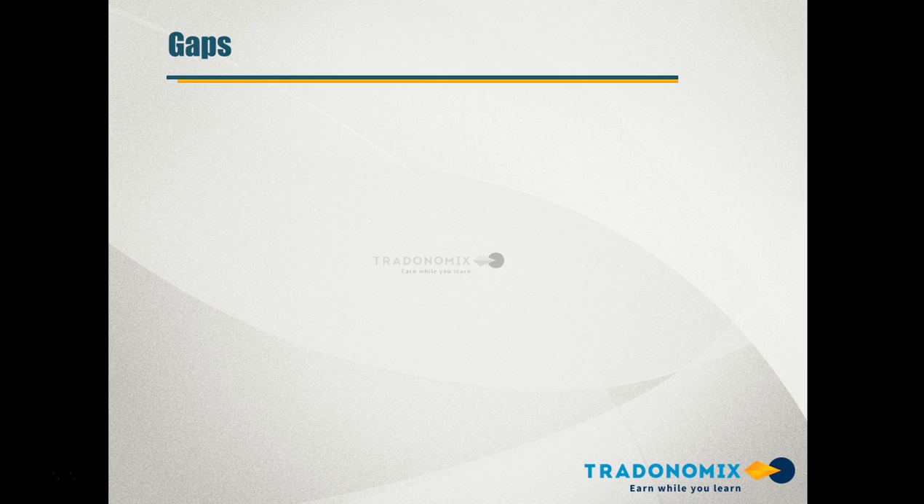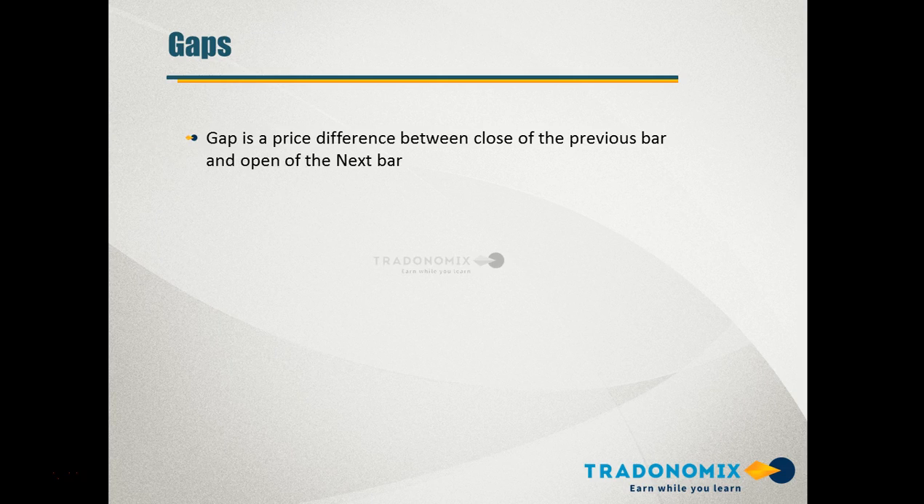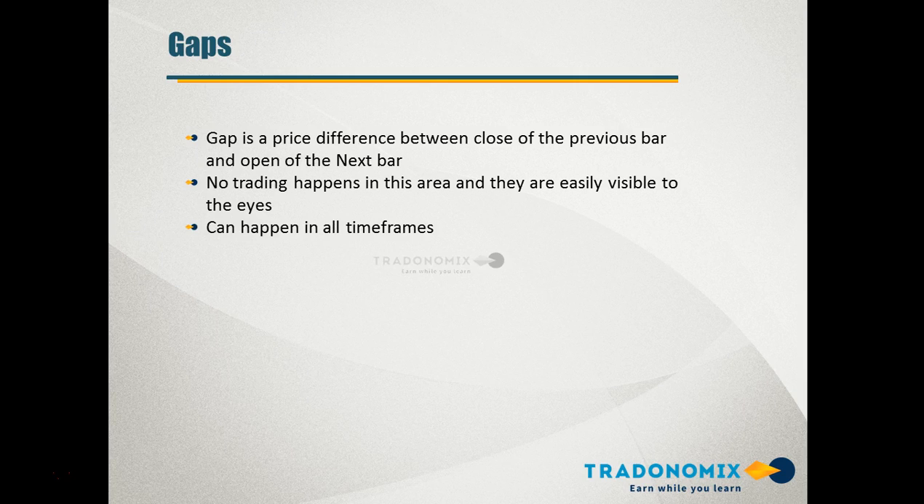Let's get back to our foundation concepts of technical trading. The next concept which we would like to touch upon is gaps. A gap is the price difference between the close of the previous bar and the open of the next bar, primarily the candle. So no trading happens in this area, and you can clearly see this gap in a chart in any time frame.